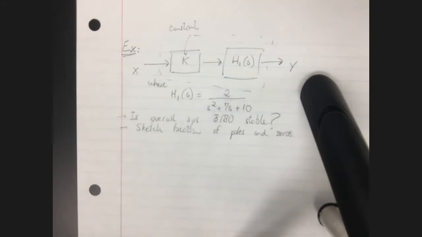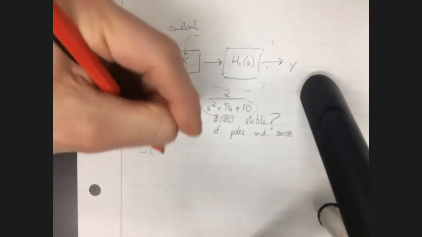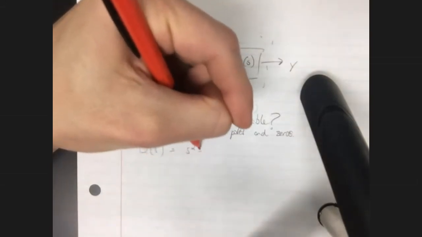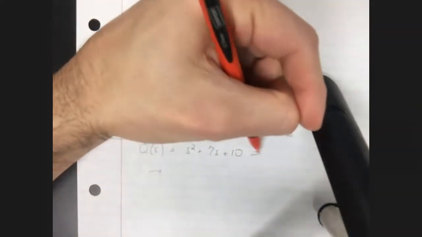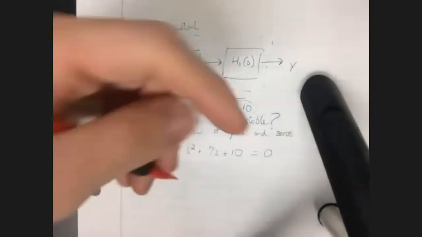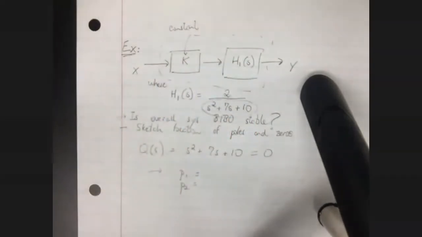So what we would do is we look at this denominator right here. So Q of S equals S squared plus 7S plus 10. From there, my poles, I would factor that out and make that equal to 0. And for there, I get P1 and P2. And what did you get? -5, -2, I would guess for that one. Great.